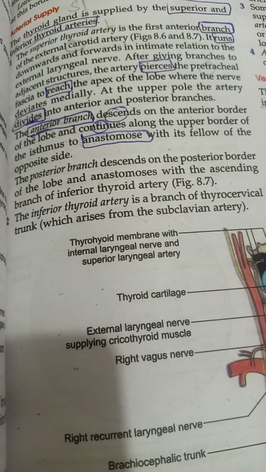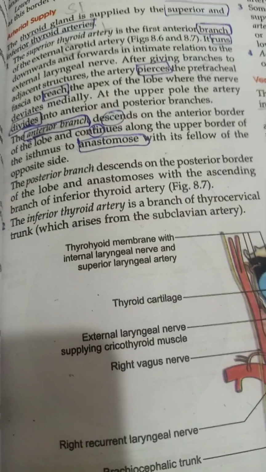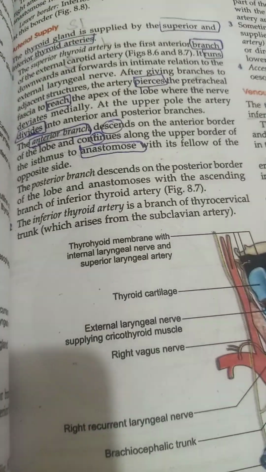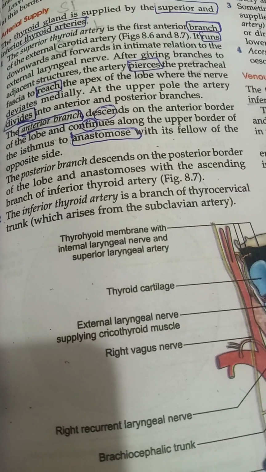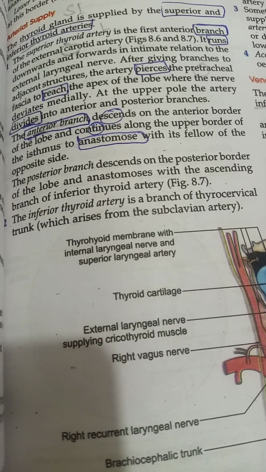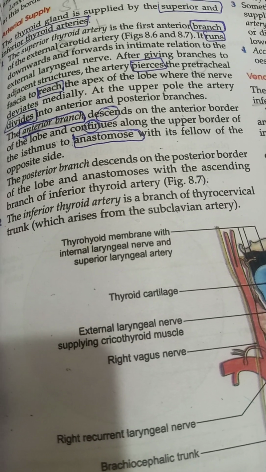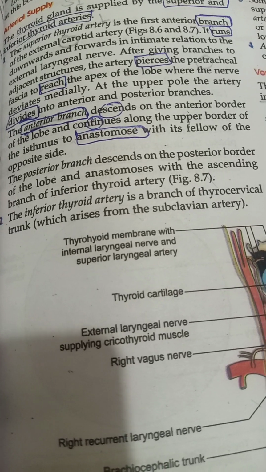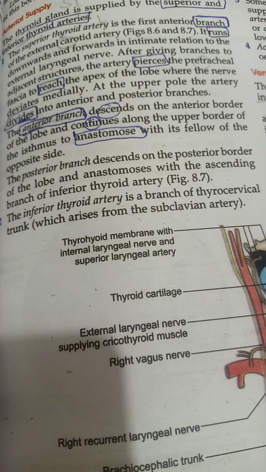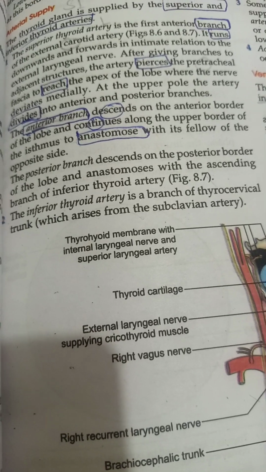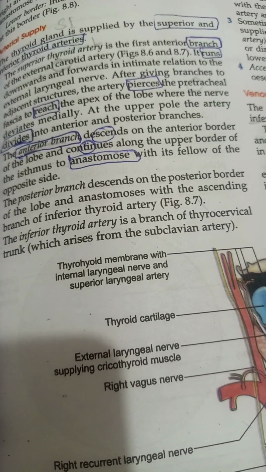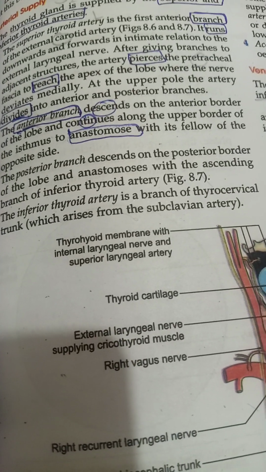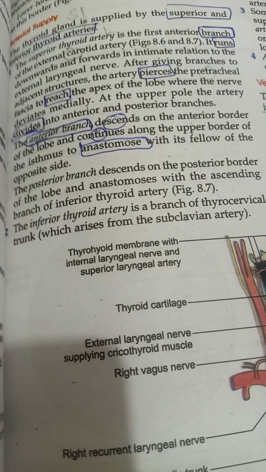The posterior branch descends on the posterior border of the lobe and anastomoses with the ascending branch of the inferior thyroid artery.